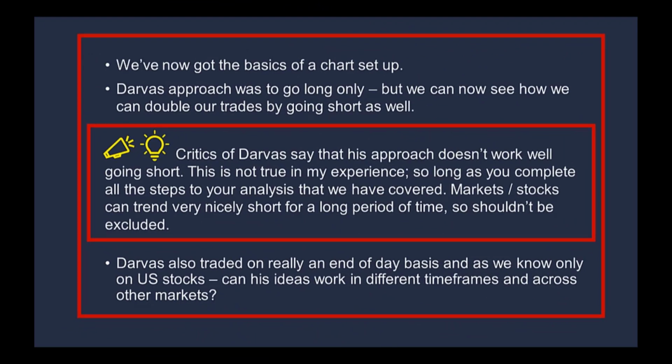We've now got the basics of a chart set up, and Darvas's approach was to go long only, but we can now see how we could potentially go short as well as using just that long approach that he did. Now, critics of Darvas said that the short approach doesn't work that well, but that's not true in my experience. So long as you complete the same steps to your analysis that we've covered that are appropriate to markets that are falling, so you're going to look for maybe weak sectors, bad sectors on the fundamental side, what's the momentum behind that, and these stocks can trend very nicely for short or long periods of time in either direction.